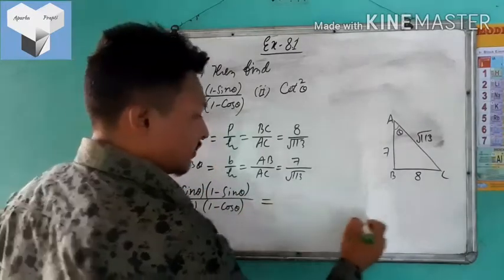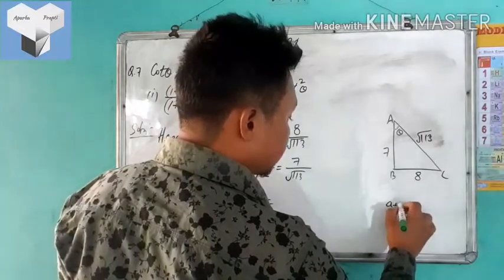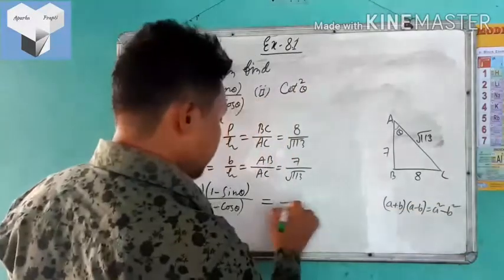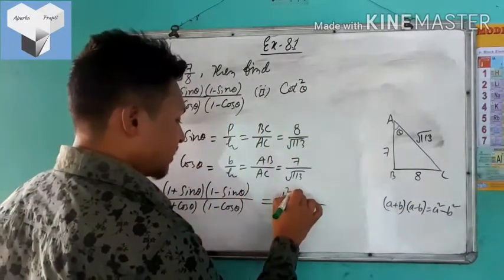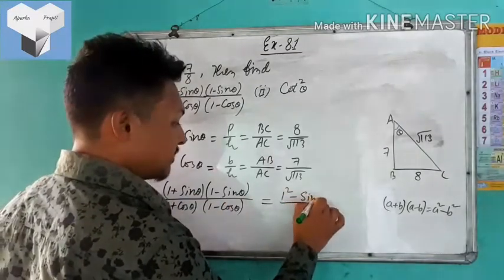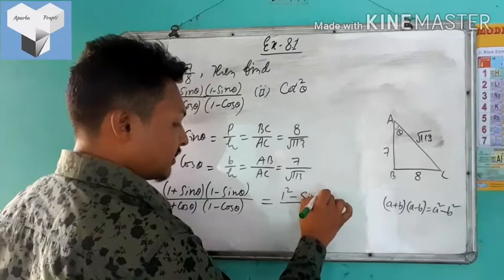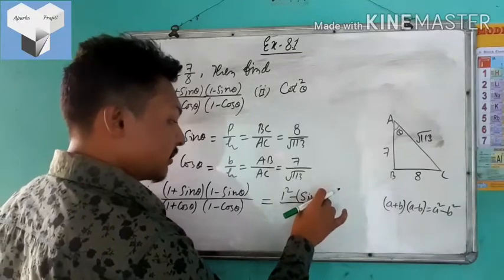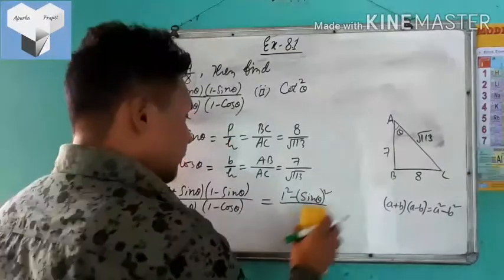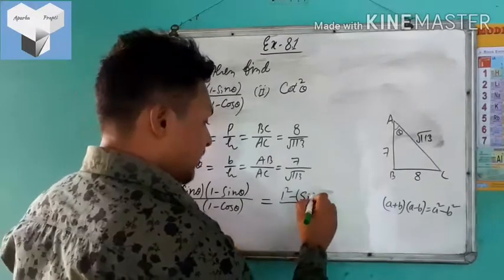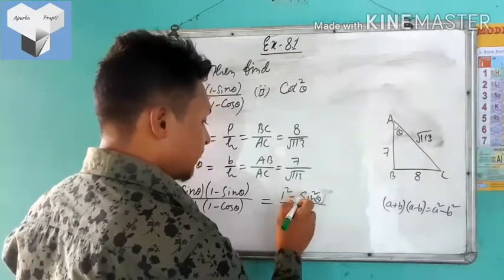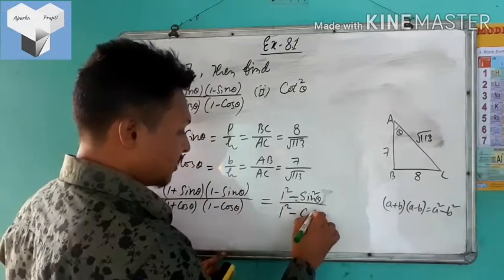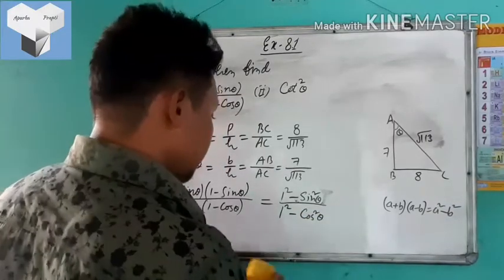We know this formula: (A plus B) into (A minus B) is A square minus B square. A means 1, and the square of 1 is 1, so it is 1 square minus B square. B means sin theta, and its square is written as sin square theta. In the same way, in the denominator we have 1 square minus cos square theta.